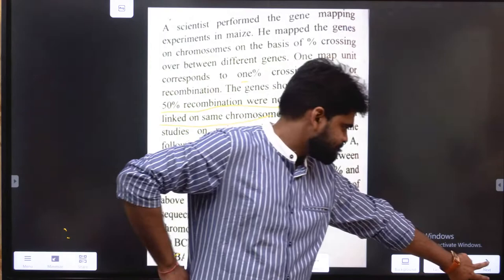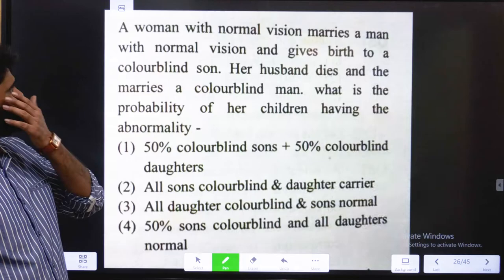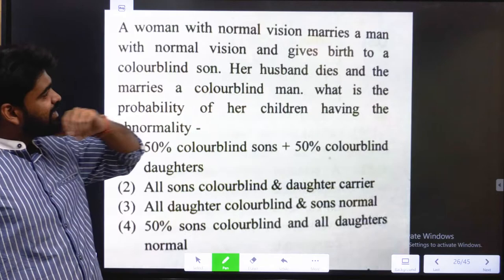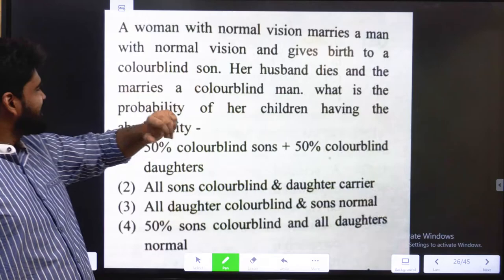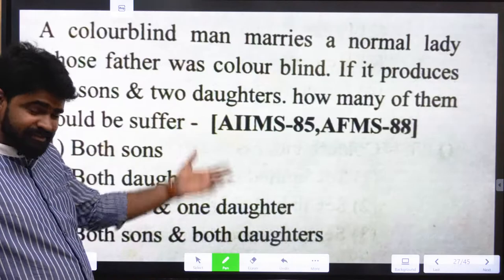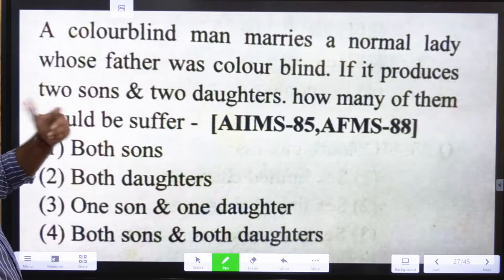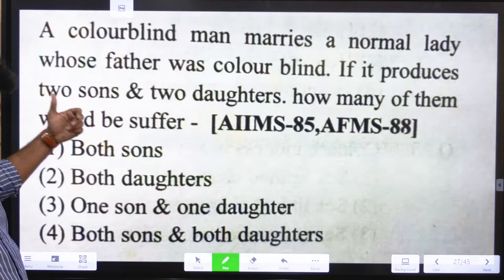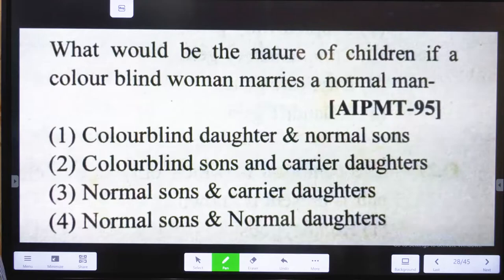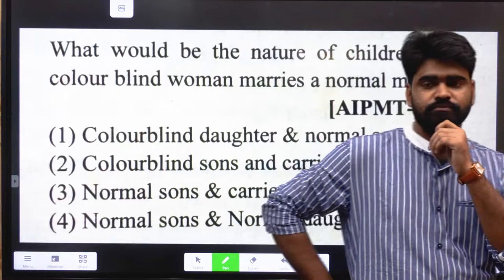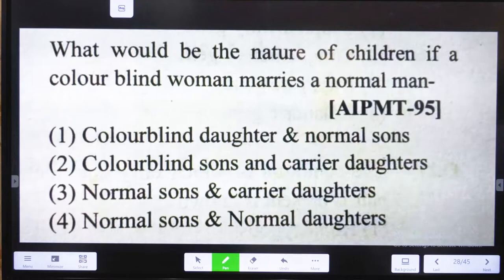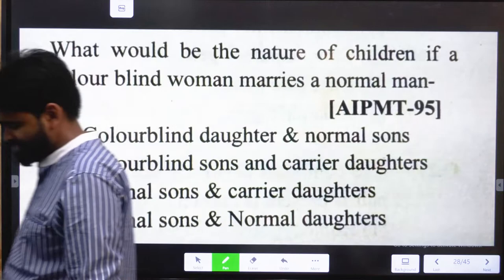A woman with normal vision marries a man with normal vision and gives birth to a colorblind child. Her husband dies and she marries a colorblind man. No, we will not do this question. That question is for Omar. A colorblind man marries a normal lady whose father was colorblind. Same question. Skip. What would be the nature of children if a colorblind woman marries a normal man? This question is good. Colorblindness is what? Sex linked recessive. Good. Which one?